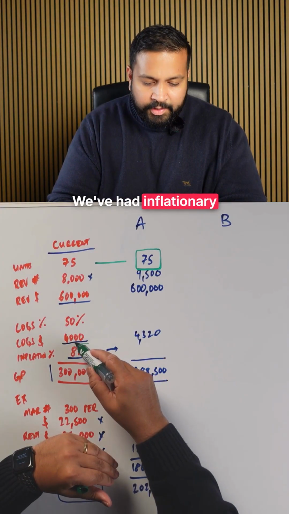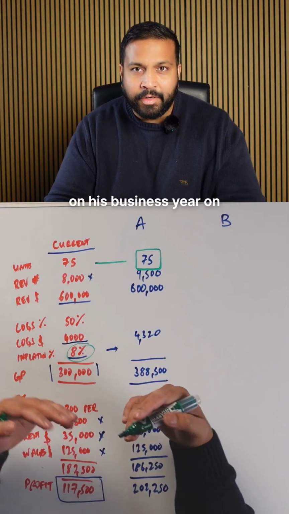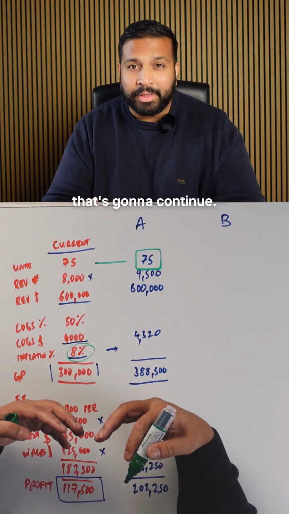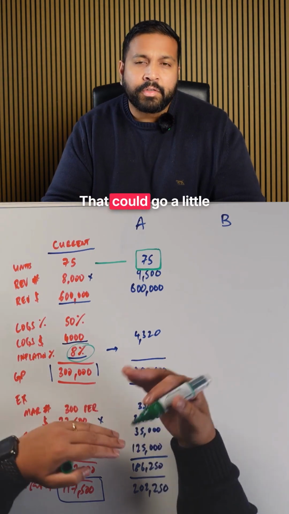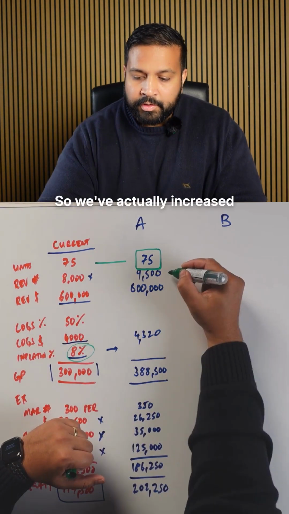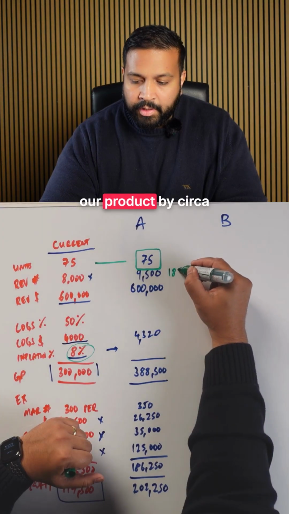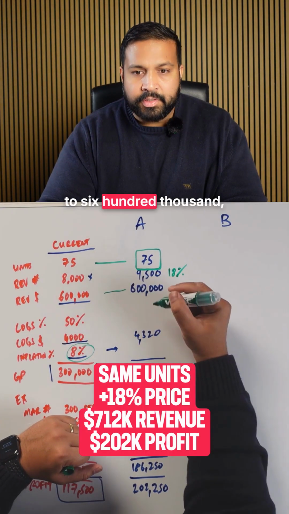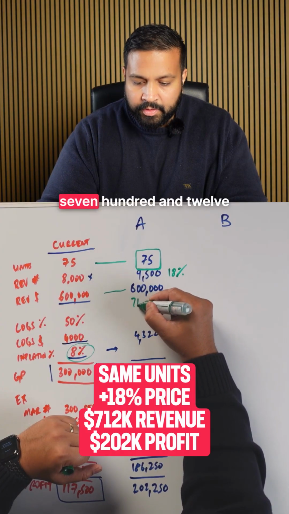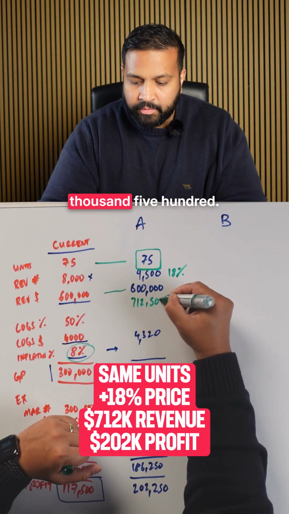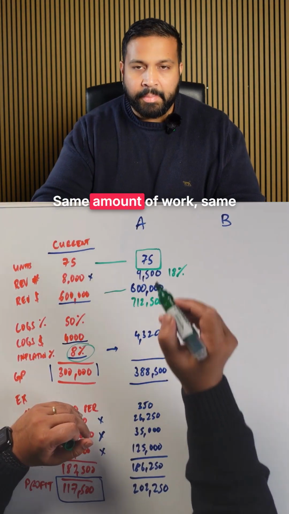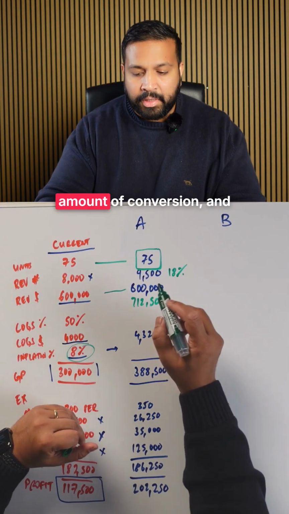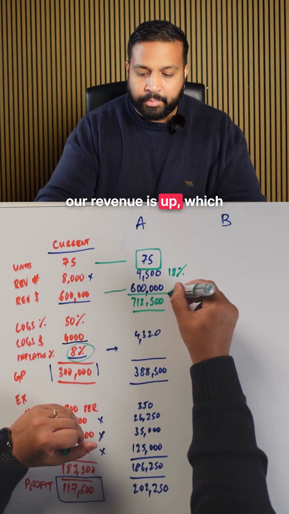We've had inflationary costs of about 8% on his business year on year, so we're assuming that's going to continue. But we're a bit nervous. That could go a little bit higher with the way the world's going. So we've actually increased our product by circa 18%, which drives our revenue not to 600,000, it drives our revenue to 712,500. Pretty great result. Same amount of work, same amount of leads, same amount of conversion, and our revenue is up, which is really, really sweet.